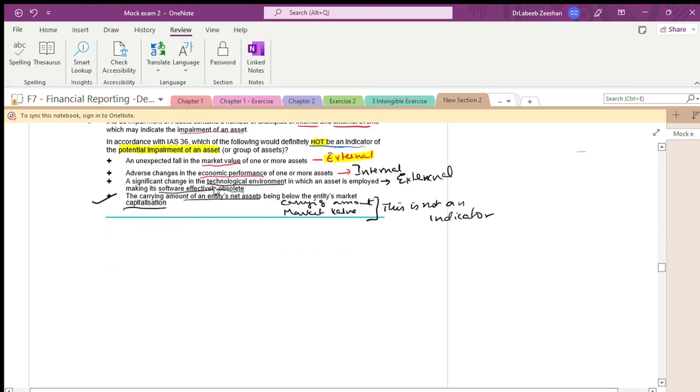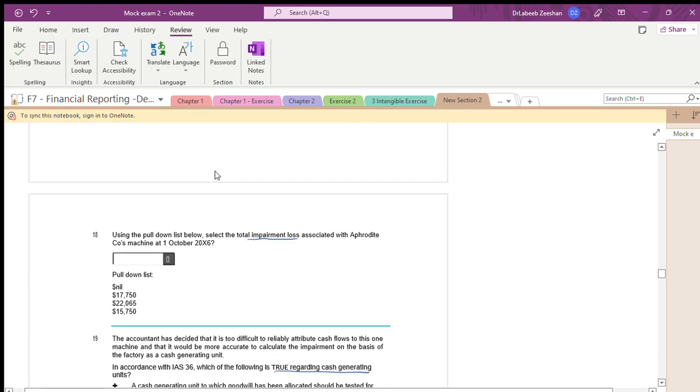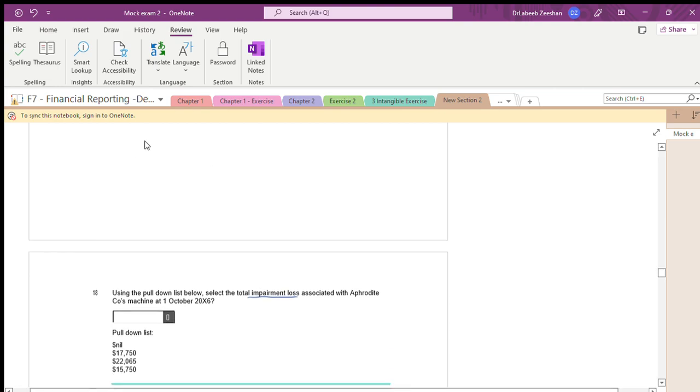Okay, next. Using the pull down, select the total impairment loss. Is it a total impairment loss of the company? Where is that?